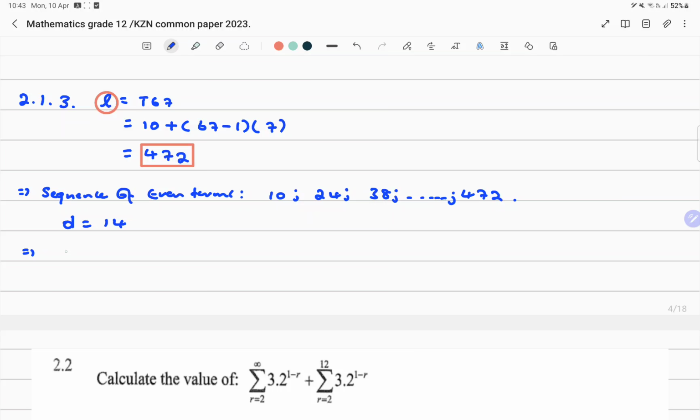So now we know that Tn is A, which is 10, plus N minus 1, because we want that, and then the difference is 14, is equal to 472. All right, again, I am only jumping straight into the formula. We're already doing grade 12, so this should not be a problem. So this implies that we've got 10 plus 14n minus 14 equals 472. Therefore, I'm just going to run to the end here. N is equal to, you should know what to do here now. So you've got 472 plus 4 is going to be 476. 476 divided by 14 is 34. So we can see that we've got 34 terms in this particular sequence.